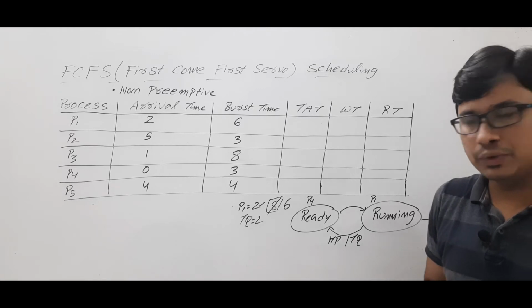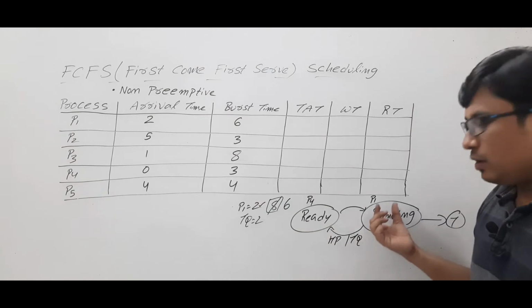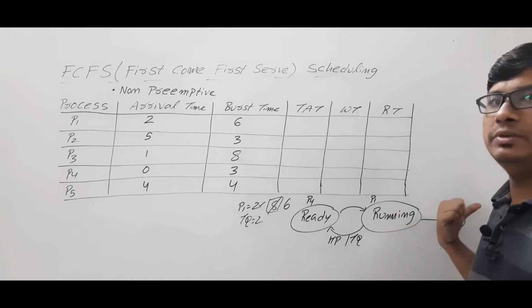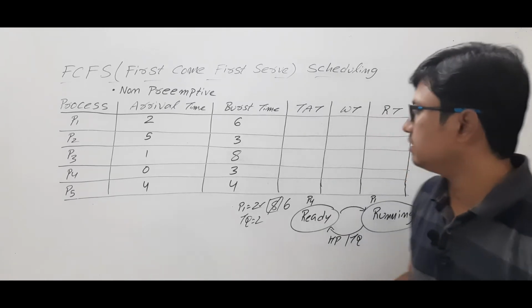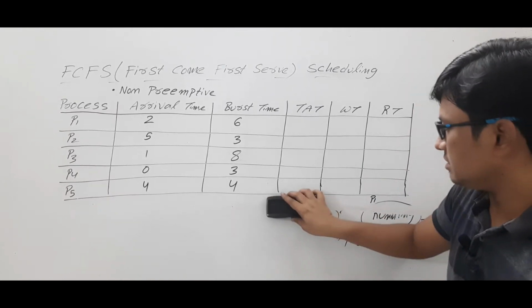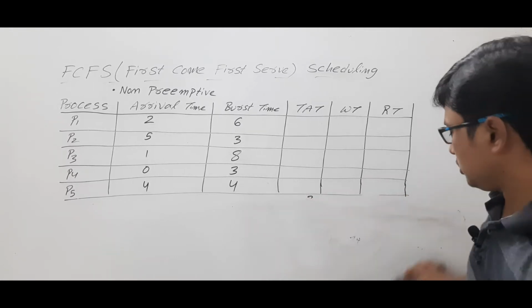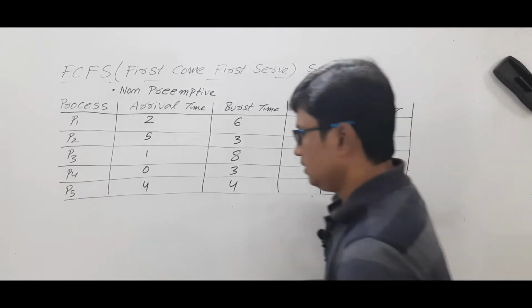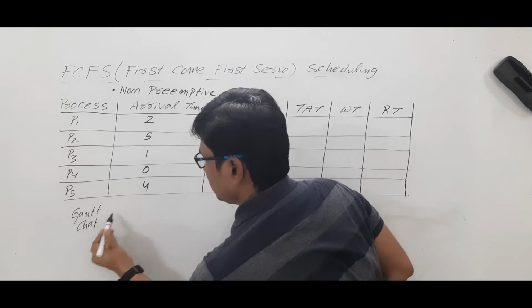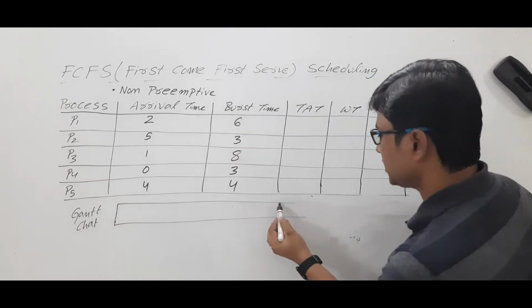I hope you are able to understand. Is it clear? So in a non-preemptive scheduling algorithm, once the process has been shifted to the running state, it will be completed and shifted to the terminated state. Is it clear? So now let me discuss the first come first serve mechanism. To discuss this concept, let me draw a Gantt chart. Once you complete drawing the Gantt chart, then half of the work is done.